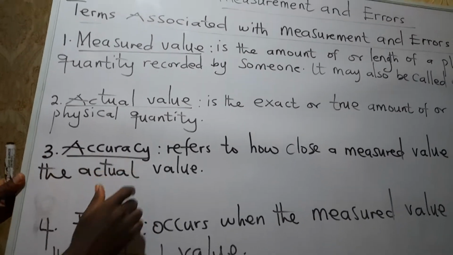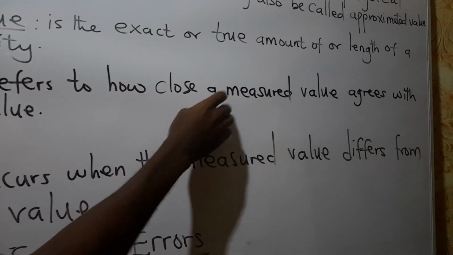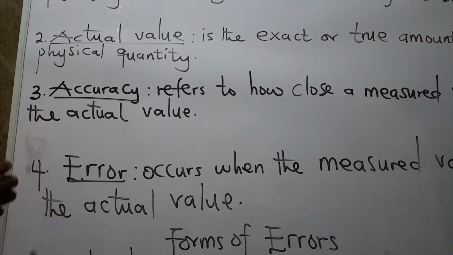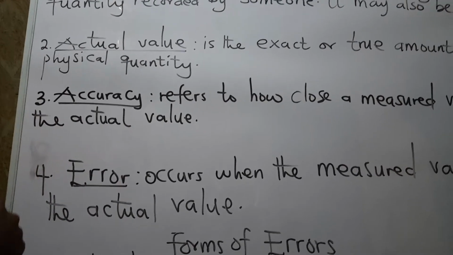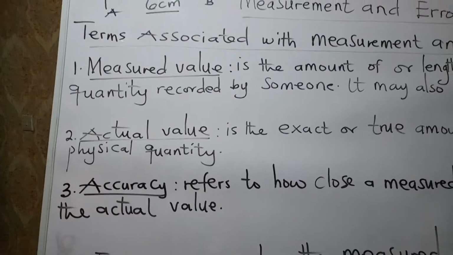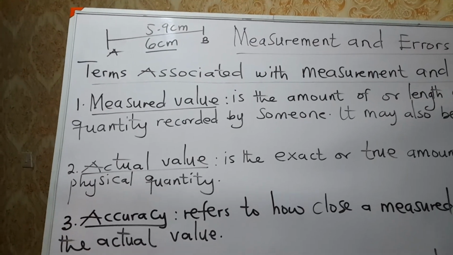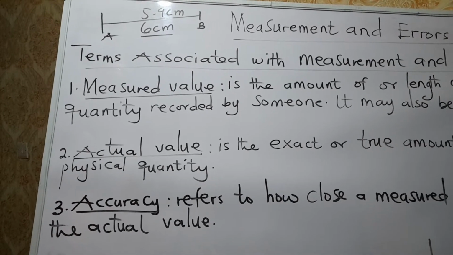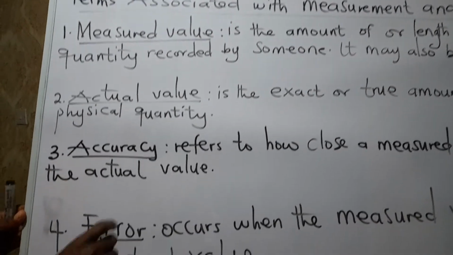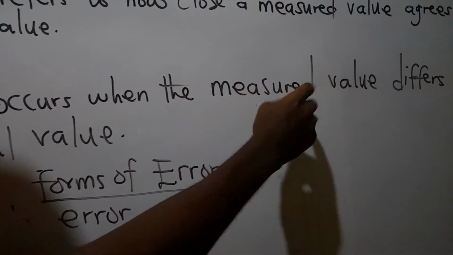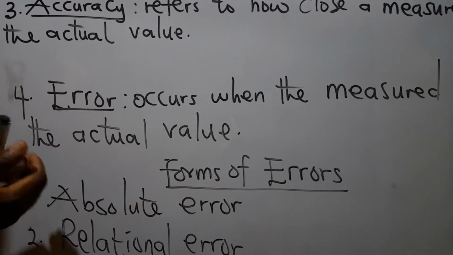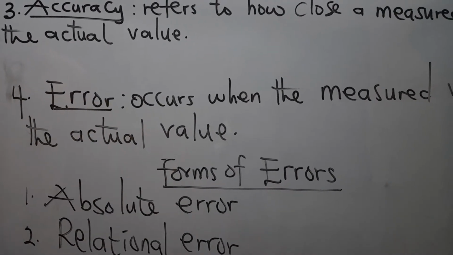The next one is accuracy. Accuracy refers to how close a measured value agrees with the actual value. So let's say when you measure a line 6 centimeters and the exact length of the line is 6 centimeters, then you say you are very accurate. However, if there are differences, then we say that there is error. Error occurs when the measured value differs from the actual value.